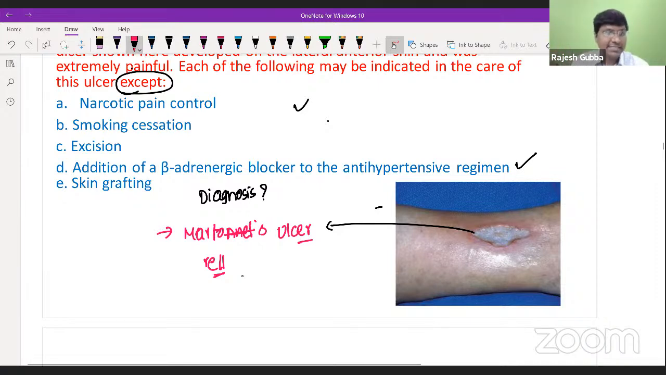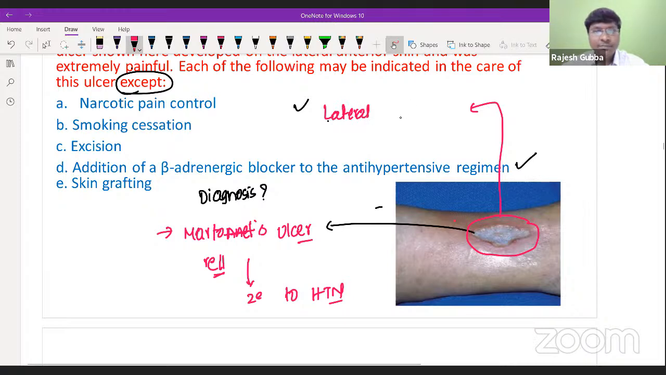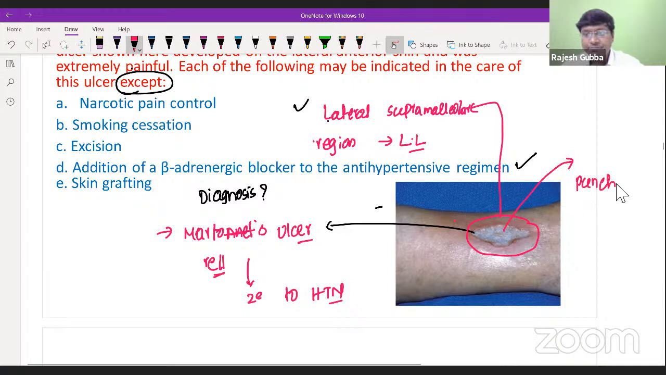Now these Martorell ulcers are seen secondary to hypertension. Now, where are they commonly seen? These hypertensive ulcers are located in the lateral supramalleolar margin of the lower extremities. So whatever is mentioned to you here is the lateral supramalleolar lesion. This is present over the lower limbs. And what will be the character of the ulcer? It is a punched out lesion.